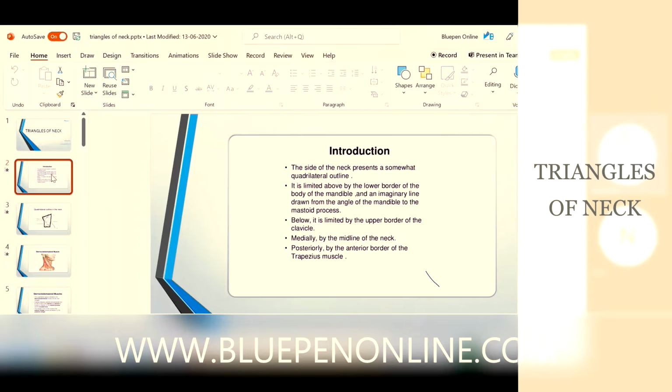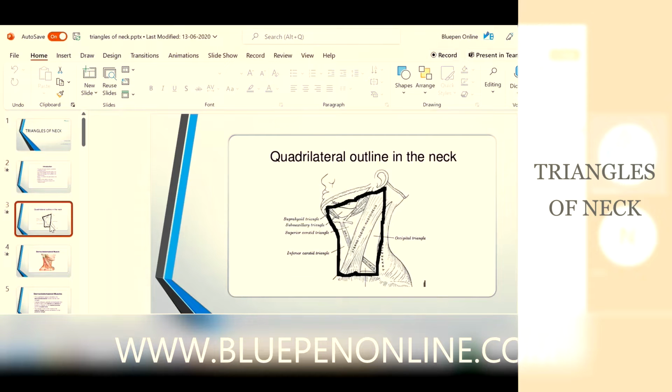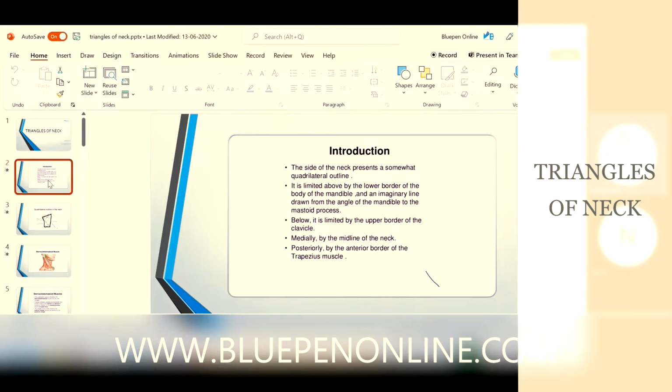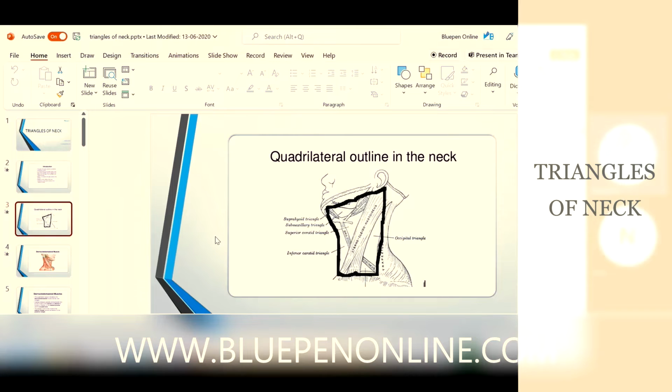Then below it is limited by the upper border of the clavicle. See, this is the lower boundary, which is bounded by the clavicle. Clear? Yes, upper and lower boundary is clear. Then medially by the midline of the neck.